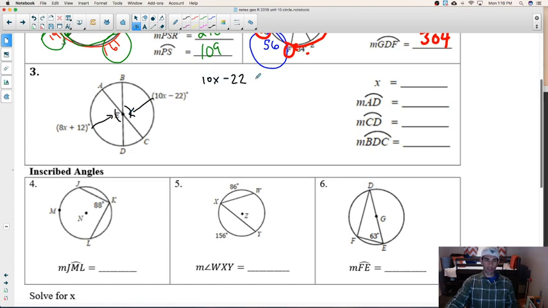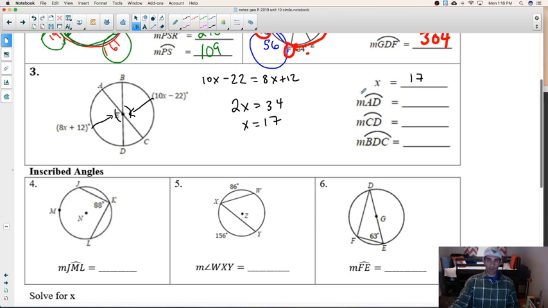So 10x minus 22 is equal to 8x plus 12. So if these two central angles are equal, these two arcs, AD and BC, would also be congruent. So then we go ahead and do a little math, move the 8x to this side, I'll get 2x. Move the 22 to this side, I'm going to get 34. Divide both sides by 2, you're going to get x to be 17.